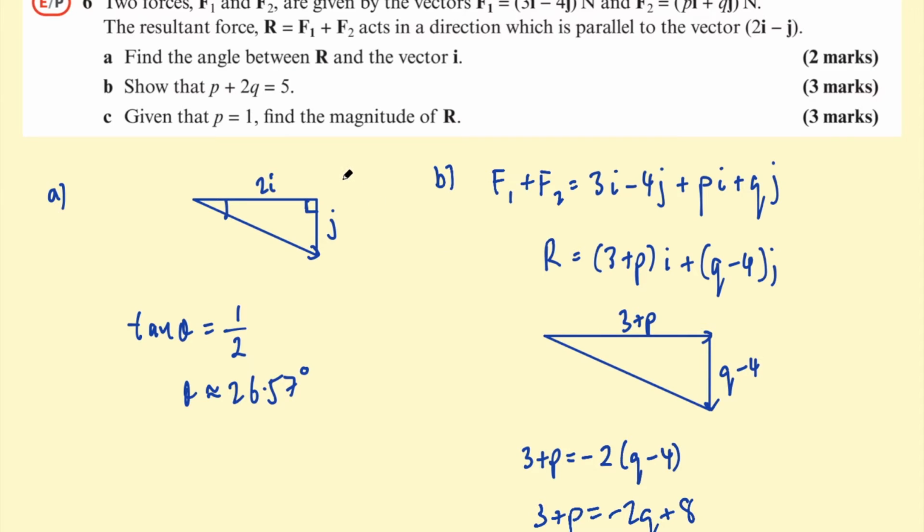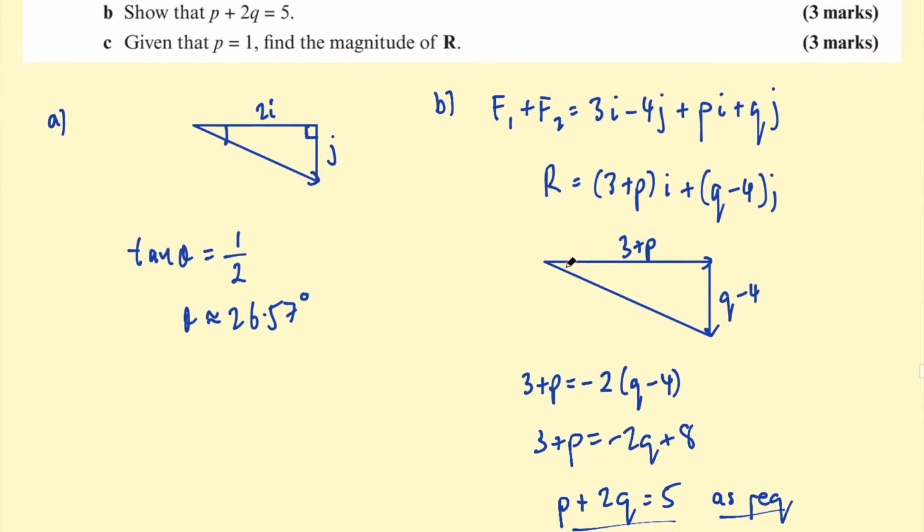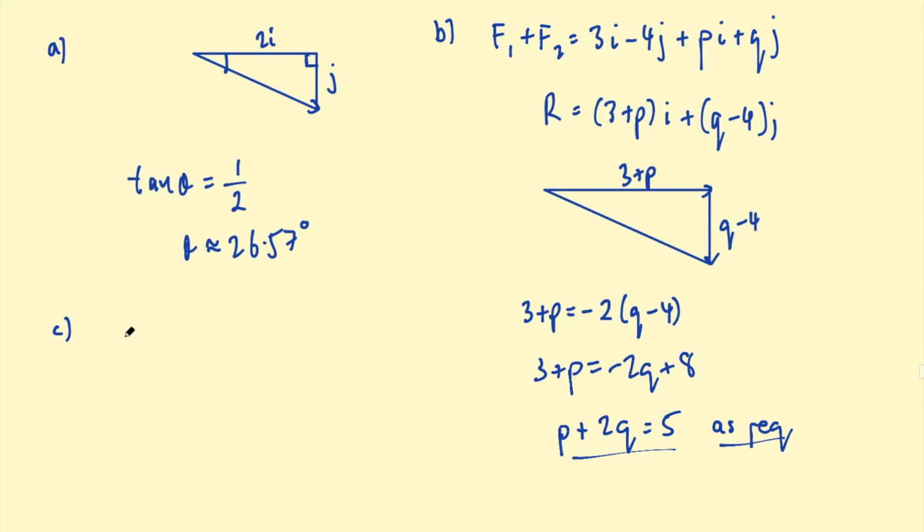Okay, so, well, we need to kind of work backwards here. We have an equation relating p to q, so we can find q as well, and then we're going to be able to plug those in here to the equation for r and find that magnitude. So let's firstly go ahead for part C and state that p equals 1, therefore q is going to equal, let's write the whole thing out. 1 plus 2q equals 5, therefore 2q equals 4, therefore q equals 2.